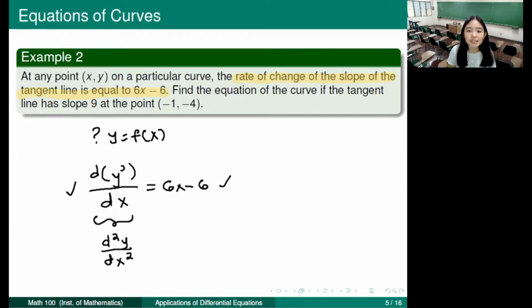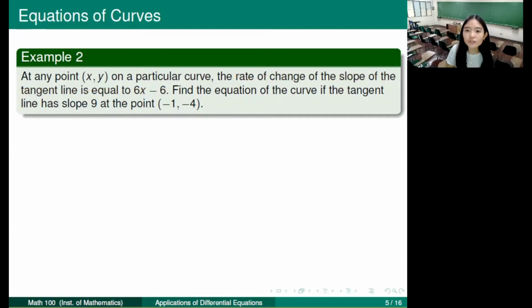Ano yung mga conditions na given? Sabi niya, we want the equation of the curve such that the tangent line has slope 9. And again, ang slope ng tangent line ay precisely dy over dx. Derivative lamang siya, y prime lamang siya. And gusto natin, ang value niya ay 9. Yan ang slope ng tangent line. We want that this occurs, take note, at the point -1, -4. Ayun. So, using all those conditions, let us now solve.